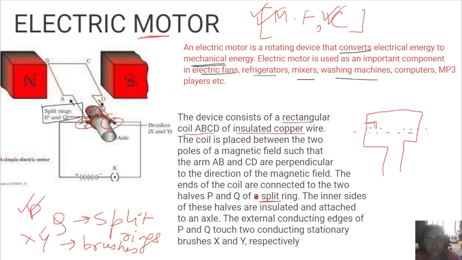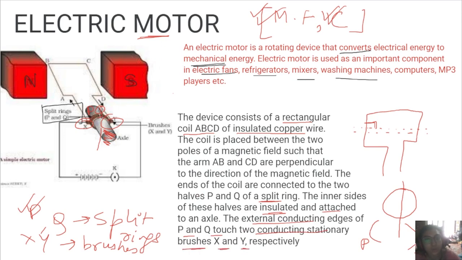The ends of the coil are connected to the two halves P and Q of a split ring. They are called a split ring because together they form one ring, which has been split across its center. So now they have become two individual halves, P and Q. The inner sides of these halves are insulated and attached to an axle. This is the axle, this gray rod. The external conducting edges of P and Q touch two conducting stationary brushes X and Y.